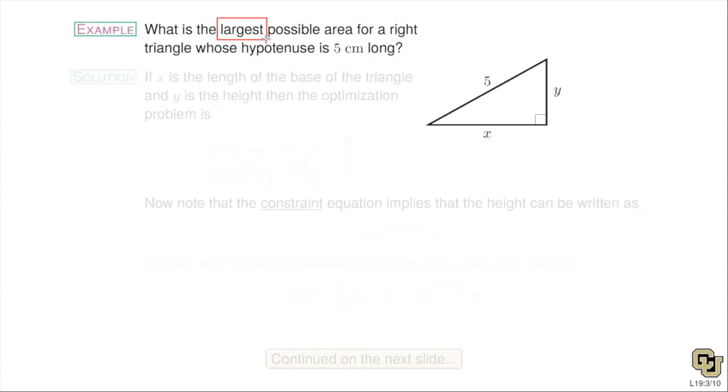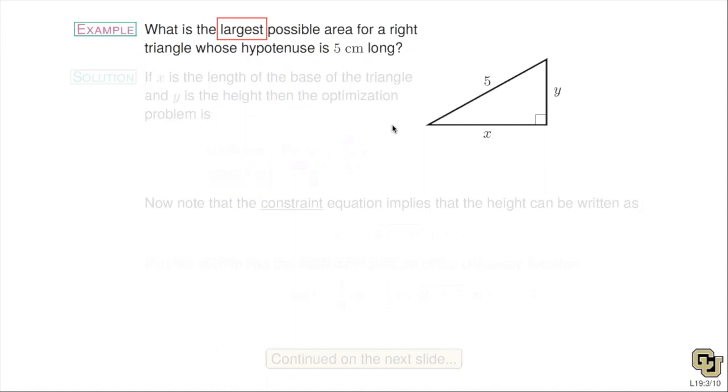The other thing about an optimization problem I want to point out is that this is fixed in time. The triangle here is not growing or shrinking, it's fixed. And that's drastically different from a related rates problem. In a related rates problem, as you know, everything is moving in time, and time is kind of a hidden variable. It's a parameter. Here, that's not the case.